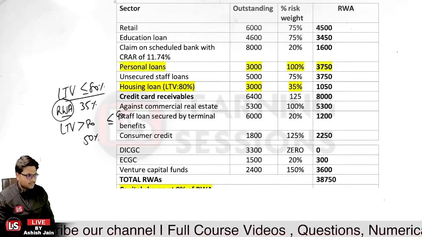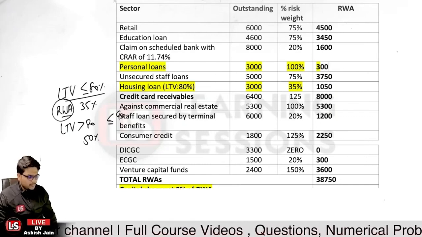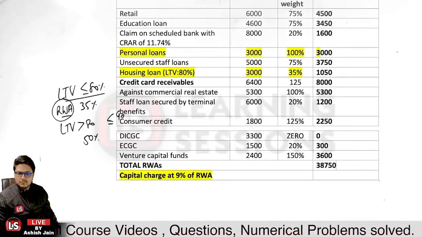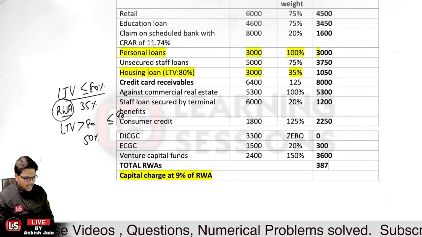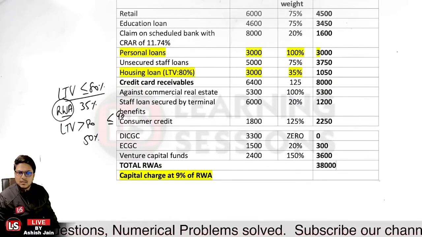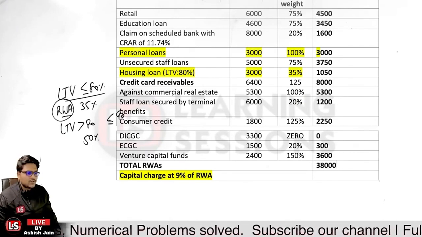So it will be 3,000. So we'll be subtracting 750 from the total. So it is 38,000 in total.